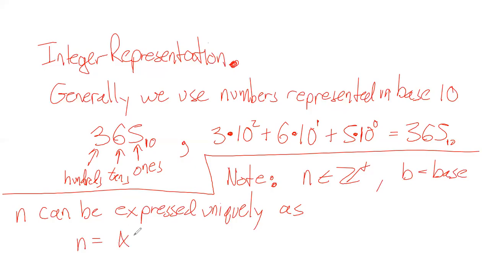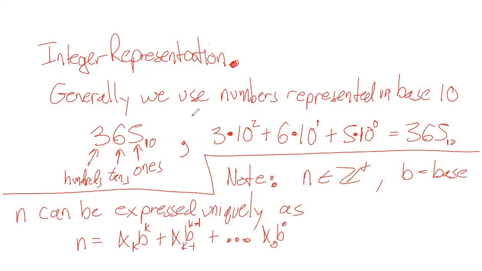Here we will denote our coefficients with the variable alpha. So this is alpha sub k times b to the k, where b is our base, plus alpha sub k minus 1 times b to the k minus 1. The superscript here is an exponent. Plus dot, dot, dot, all the way down to the last term in this expression, where we have alpha sub 0 times b to the 0.